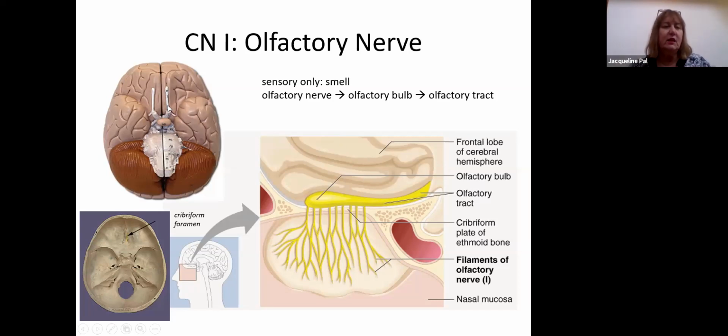So the stick part of the Q-tip is known as the olfactory tract. And then the cotton ball part is known as the olfactory bulb.